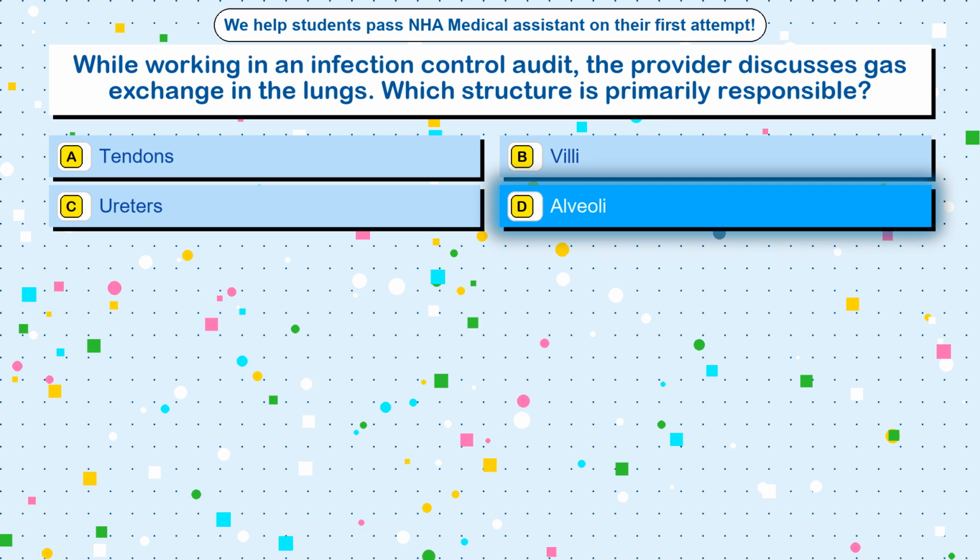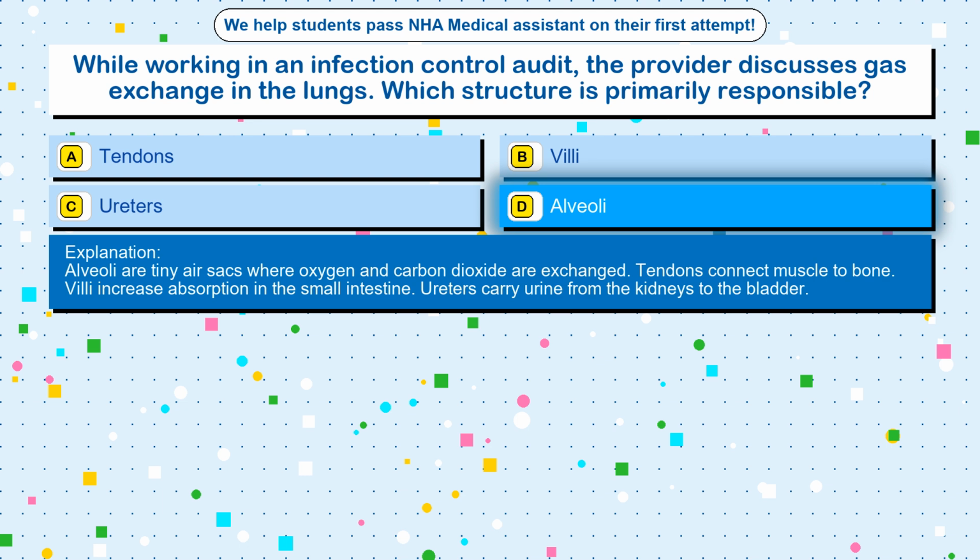Alveoli. Alveoli are tiny air sacs where oxygen and carbon dioxide are exchanged. Tendons connect muscle to bone. Villi increase absorption in the small intestine. Ureters carry urine from the kidneys to the bladder.